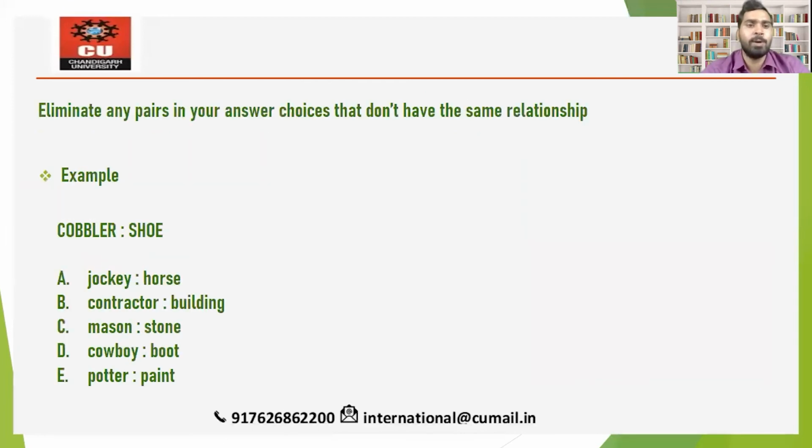Now this question talks about eliminating any pair in your answer choices that don't have the same relationship. So here we are using the elimination technique, as I mentioned. A cobbler makes and repairs shoes. Which among the following options does the same thing? In the same way, a contractor builds and repairs buildings. Therefore, option B is the right answer for this particular question.